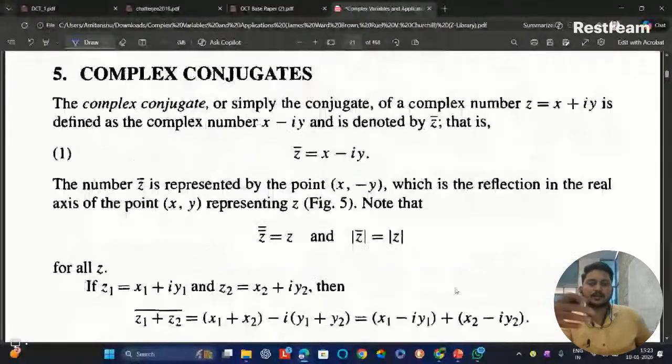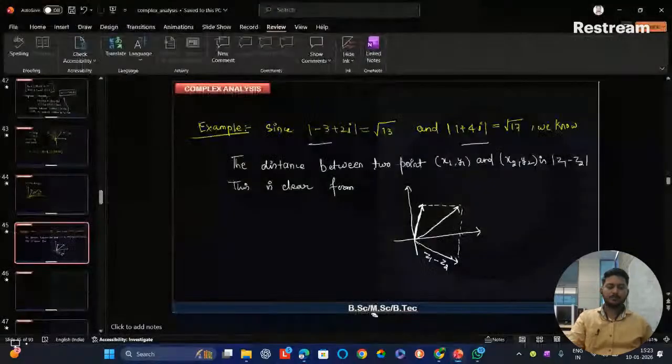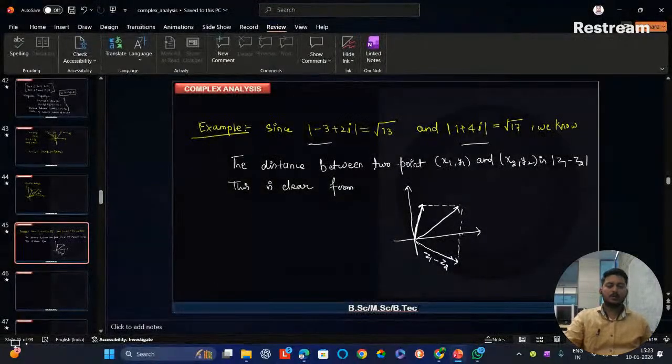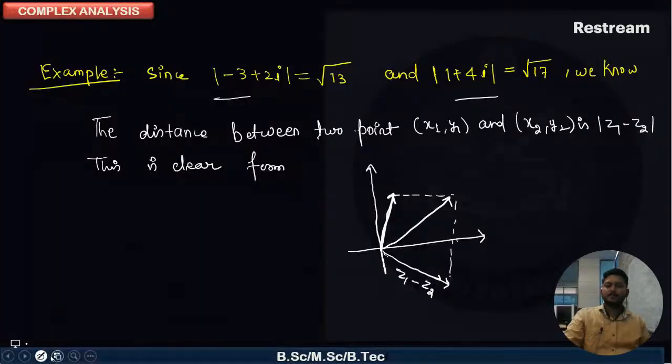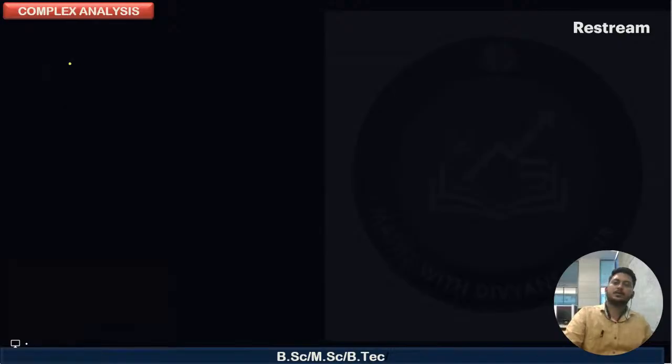Now the next part is complex conjugates. What is a complex conjugate? Hopefully it may be better known in a PowerPoint version. So I will teach you this topic. I am going to teach you complex conjugates. So what is a complex conjugate? Topic 5 is our complex conjugate.